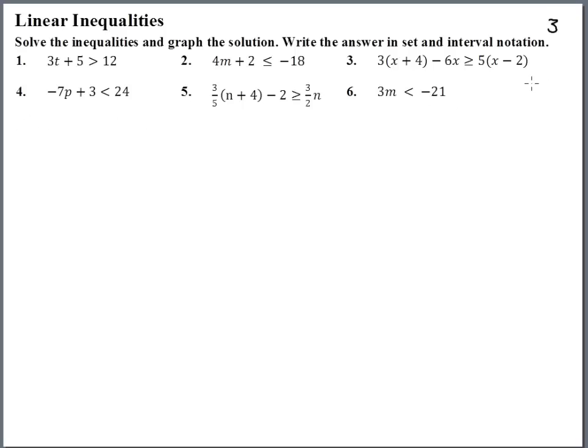Here we are on page 3 doing the solutions for these linear inequalities. So we'll start off with number 1. 3t plus 5 is greater than 12. Subtract 5, we get 3t is greater than 7. Divide by 3, we get t is greater than 7/3.